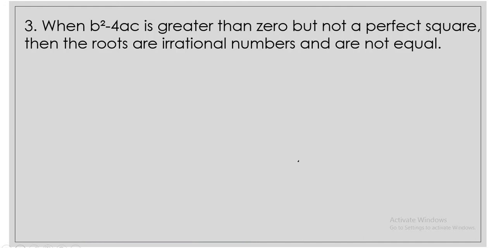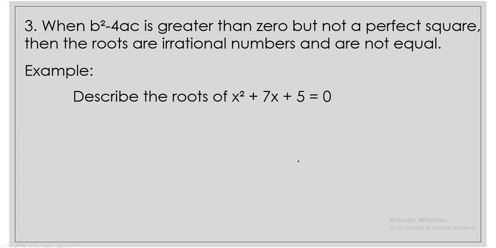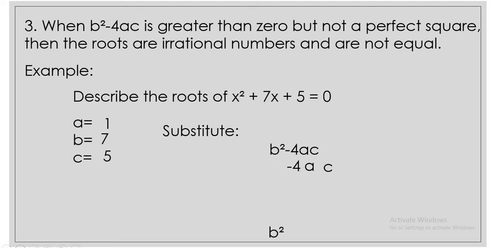Now, when b squared minus 4ac is greater than 0 but not a perfect square, then the roots are irrational numbers and are not equal. Example, describe the roots of x squared plus 7x plus 5 is equal to 0. Again, find the value of a, b, and c, which is 1, 7, and 5. Let us now substitute it to the discriminant, which is b squared minus 4ac. So b is 7, a is 1, and c is 5.